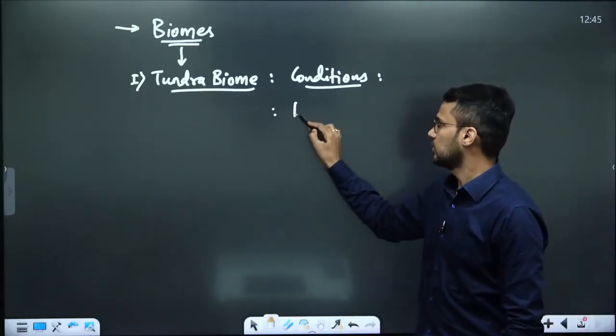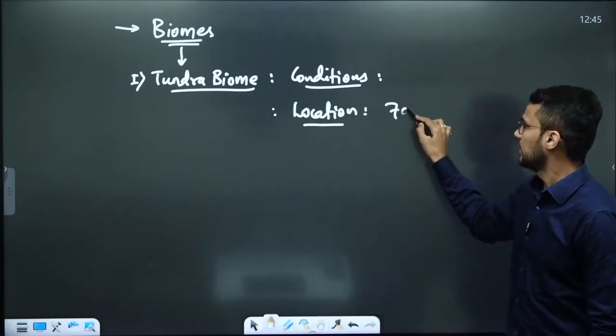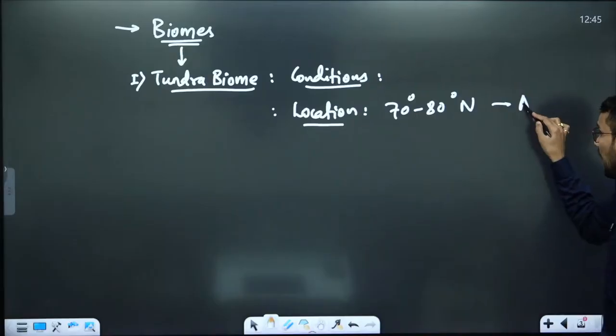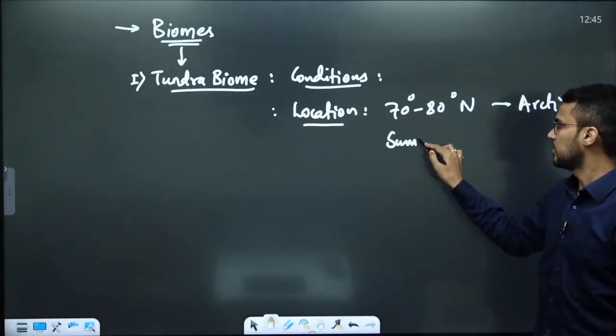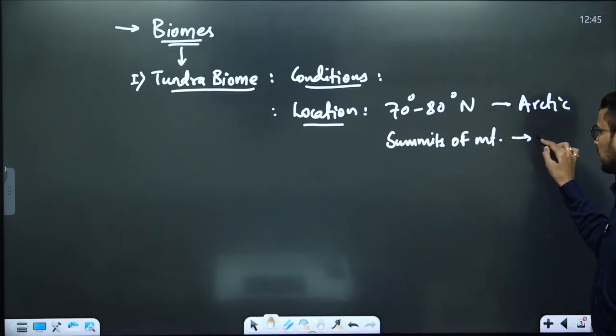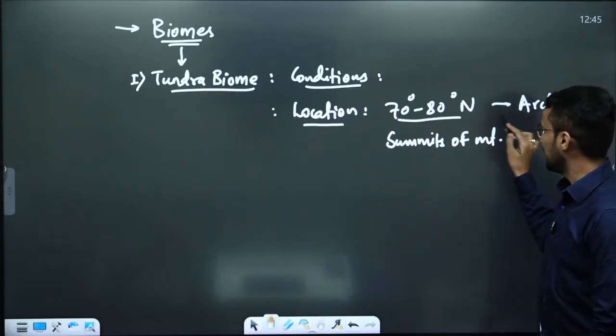What is the location? 70 to 80 degree north latitude. इसमें कौन सा होता है? Arctic tundra. और फिर summits of mountains में alpine tundra होता है, right? ठीक है. Now this is an important point.